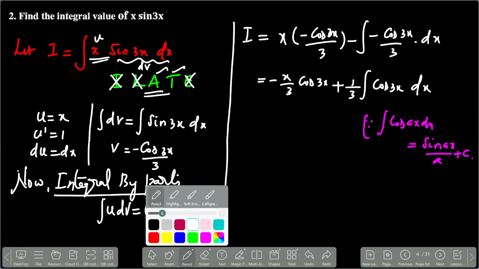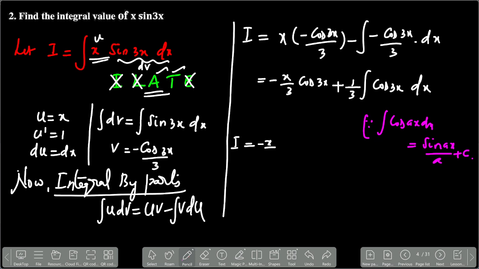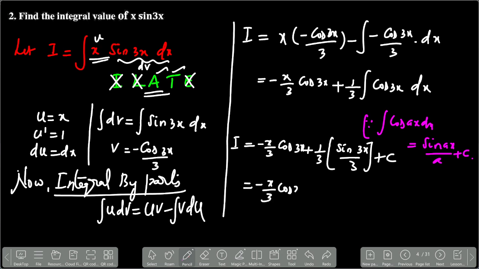No changes in the first term: minus x by 3 cos 3x plus 1 by 3 integral of cos 3x, which is sin 3x divided by 3, plus c. Finally, minus x by 3 into cos 3x plus 1 by 9 into sin 3x plus c. This is the required answer for the given integration.